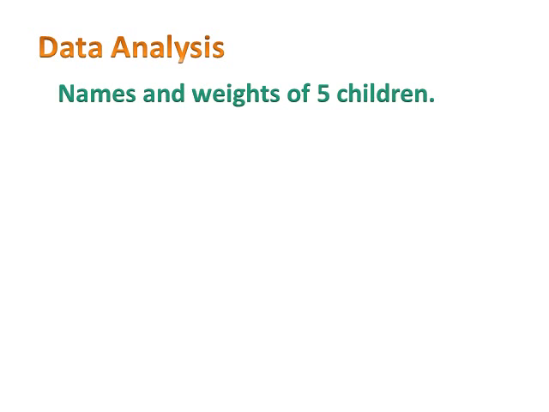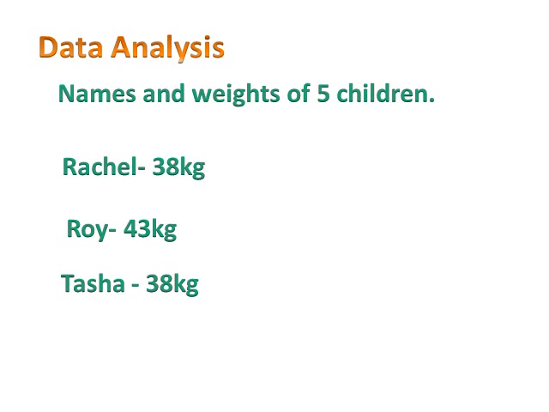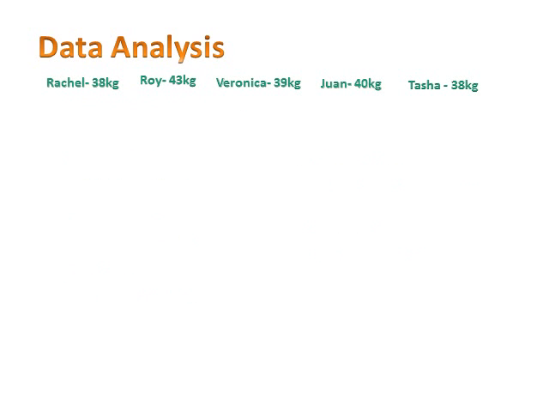Okay, so consider the names and the weights of 5 children, namely Rachel, who is 38 kilograms. We have Roy, who is 43 kilograms, Tasha, 38 kilograms, Veronica, 39, and Juan, 40. Okay, so these are the information that you know. How do we present this one so it's easier to see? So these are the information that we have.